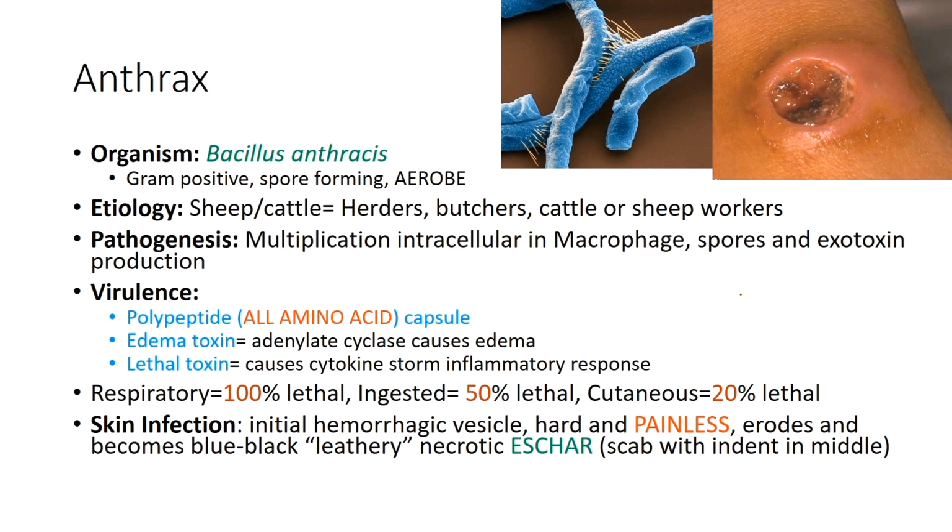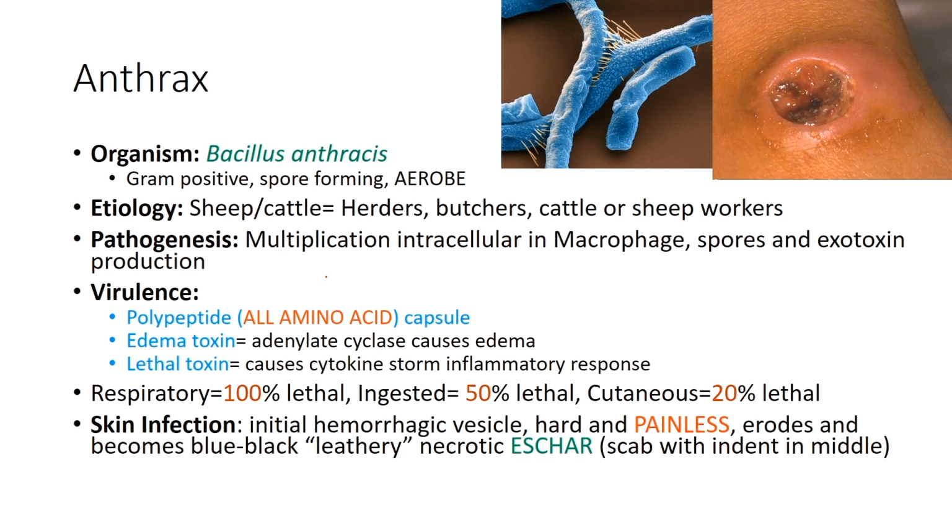This is caused by Bacillus anthracis. We know this is an aerobe because it's related to Bacillus cereus. It's gram-positive and spore forming. For the etiology, you're usually going to see this in herders and butchers, cattle and sheep workers, people that work with sheep and cattle and live out in rural areas.